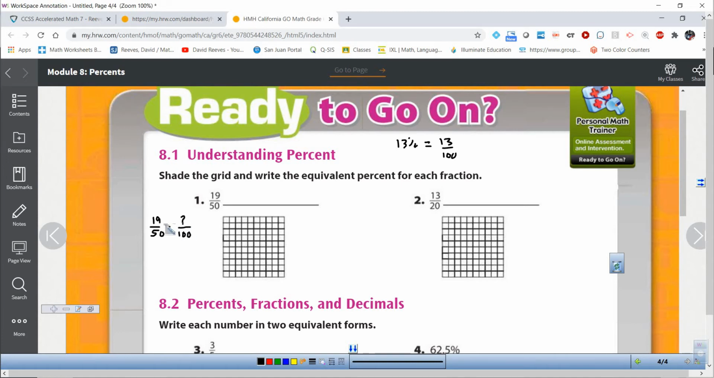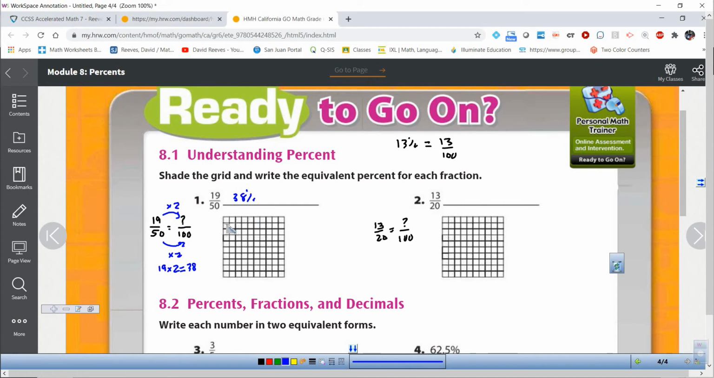So we want to know 19 over 50 would be what over 100, or 13 over 20 would be what over 100. All right, well, there's several different ways to do this. For numbers that are easy like this, 50 goes into 100 two times. So since 50 is twice 100, I need to do 19 times 2. And 19 times 2 is 38. So 19 over 50 is 38%.